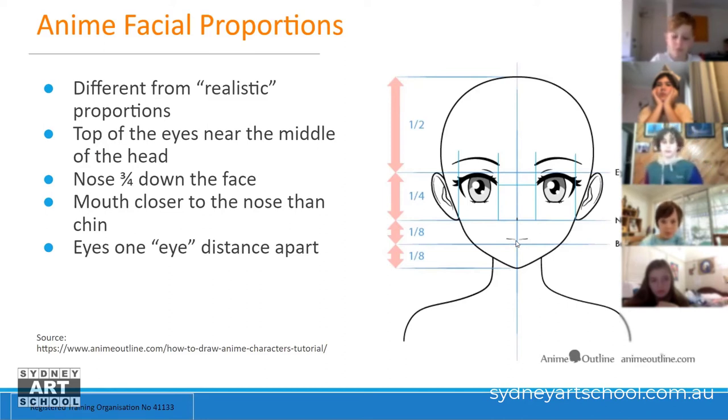And the mouth is higher than halfway between the nose and the chin. So there's more distance between the bottom of the chin and the mouth than there is between the nose and the mouth. Does that make sense? Yeah, so far so good.